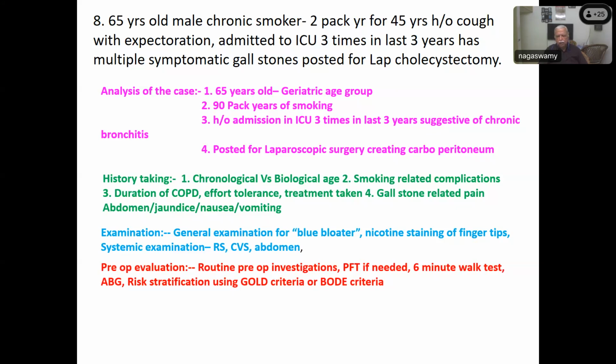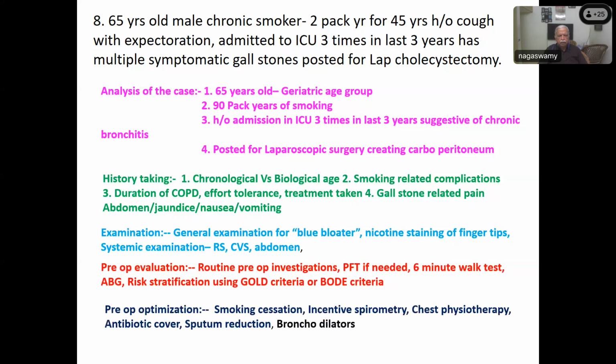You must be able to answer on 6-minute walk test, and then the ABG values that you are likely to get, and risk stratification using GOLD criteria or BODE criteria. Then pre-op optimization, most important is smoking cessation, and all the duration, all those questions will be asked only during that time. Incentive spirometry, chest physiotherapy, antibiotic cover, sputum reduction, and bronchodilators.